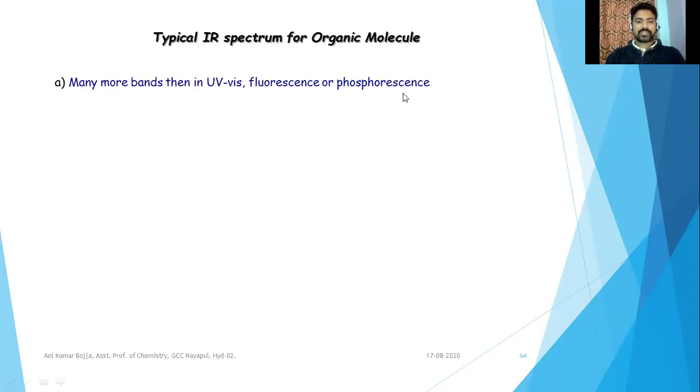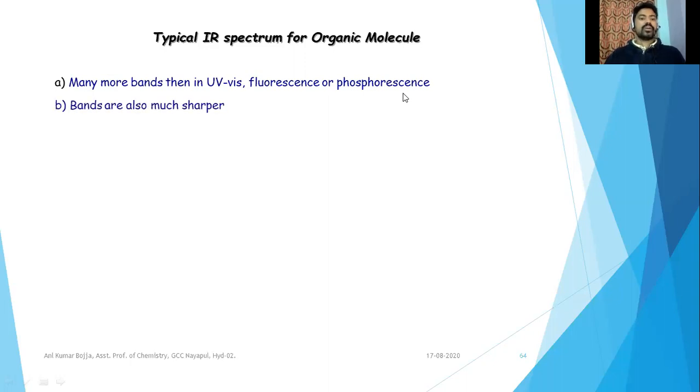So fluorescence and phosphorescence. IR spectroscopy will provide excess information compared to UV visible spectroscopy, even over the information provided by the fluorescence and phosphorescence processes in UV visible spectroscopy. So we will get more information than from these processes, right?